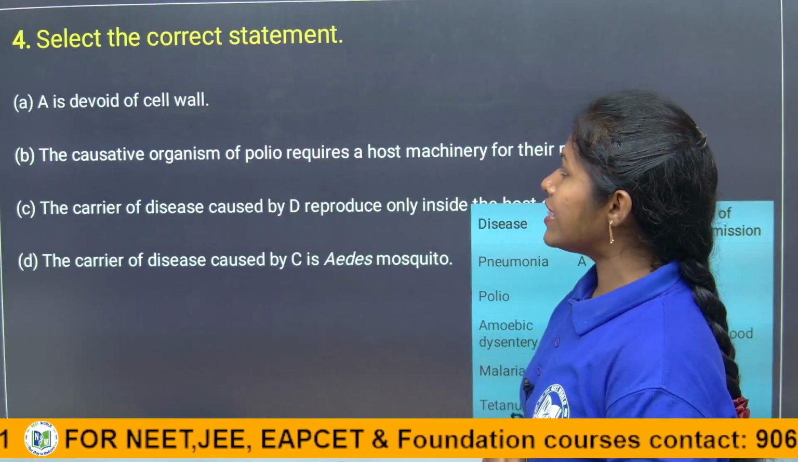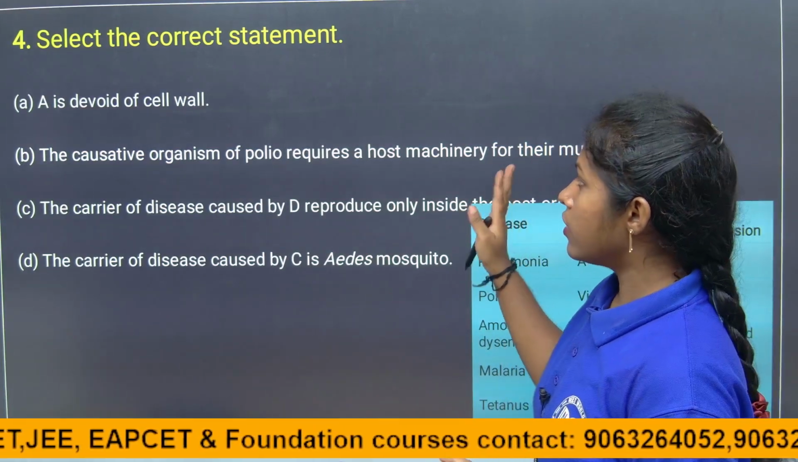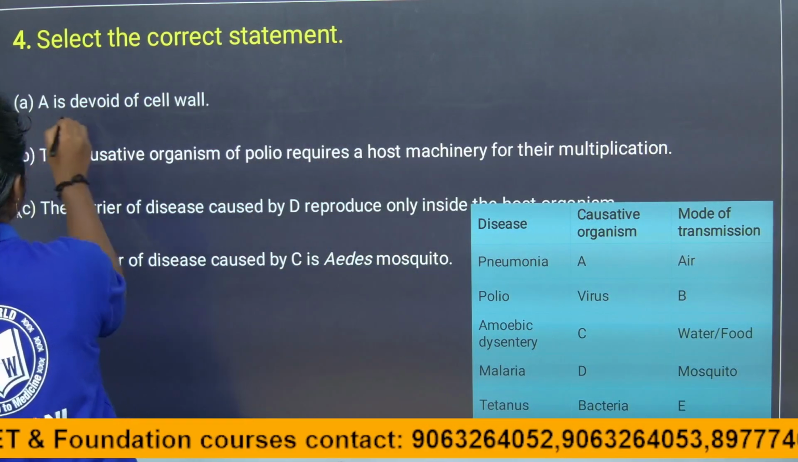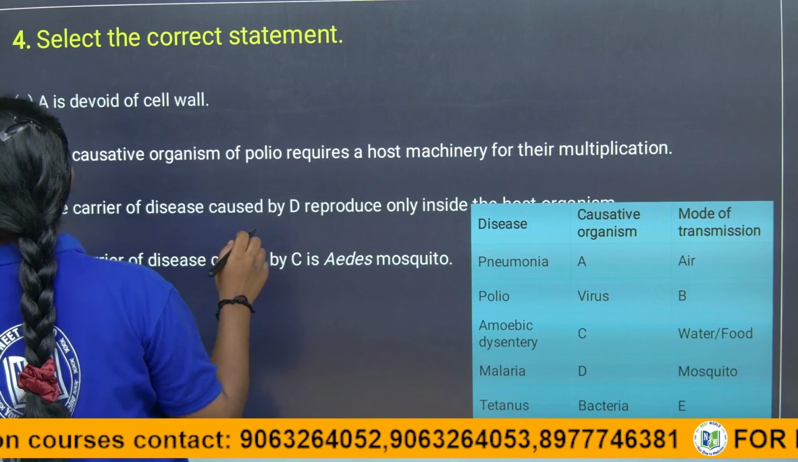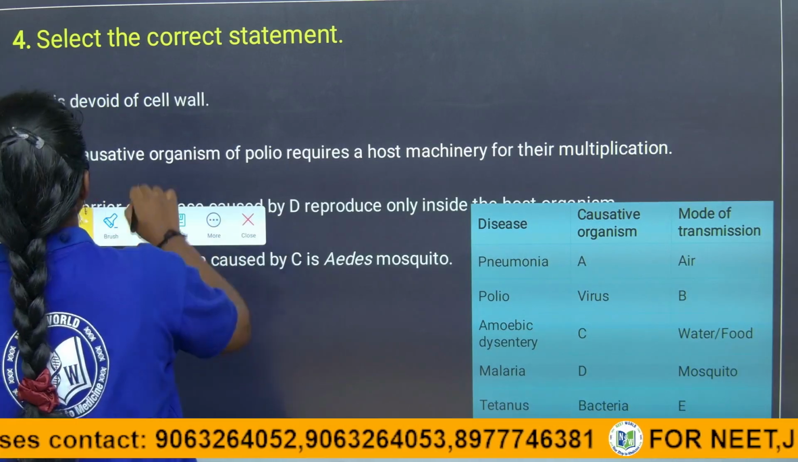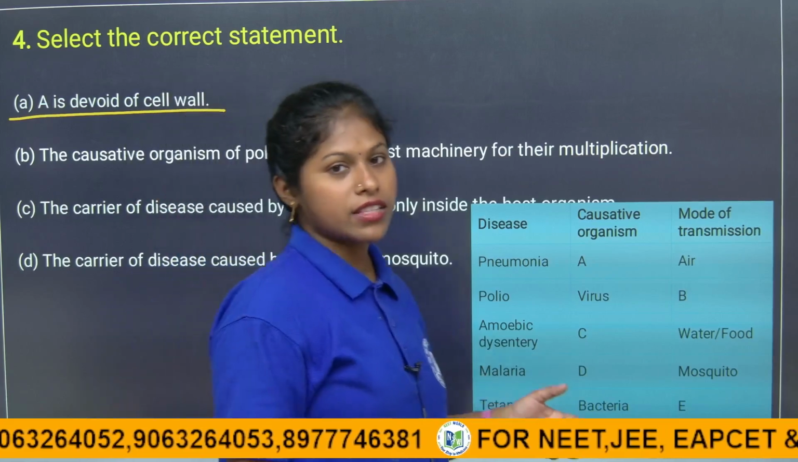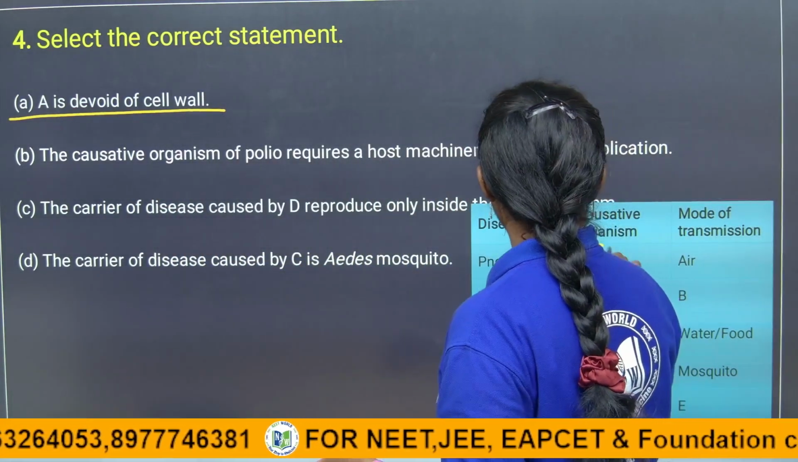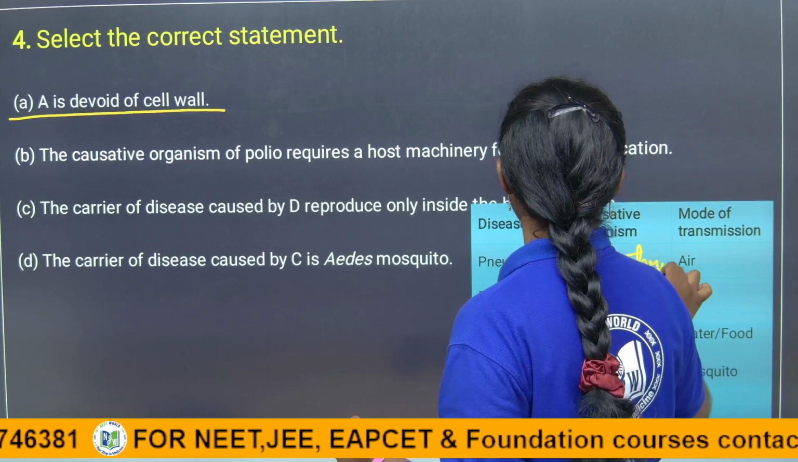So here, select the correct statement. They are asking for the correct statement among the given options. Option A: devoid of cell wall. So here A is what, children? Is it a bacteria, virus or protozoa? They are saying A does not have a cell wall; devoid means not having the cell wall. A is bacteria. Is the bacteria having the cell wall? Of course they are having the cell wall.